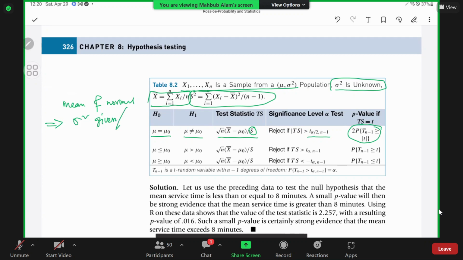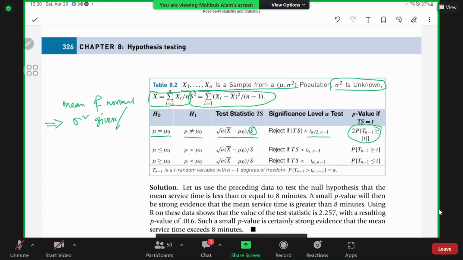On the other hand, if sigma square is not given, the test statistic will be x bar minus mu naught divided by S over square root of n. Where will S come from? S will come from here. And then we will compare the test statistic with t alpha by 2, and so on. Is this clear? So all the solutions are the same.